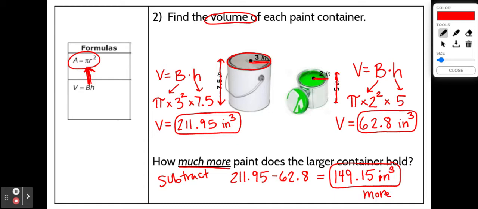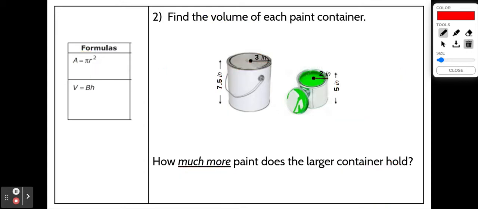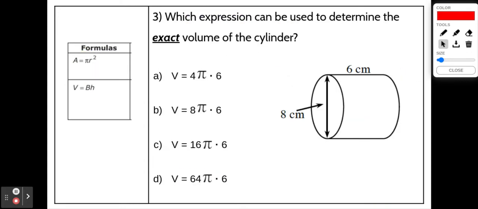Okay, so here we looked at finding volume of 2 different cylinders where the radius was given. The last example, we had the diameter given. We found the volume 3 times.